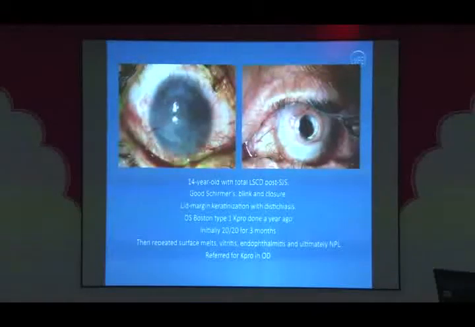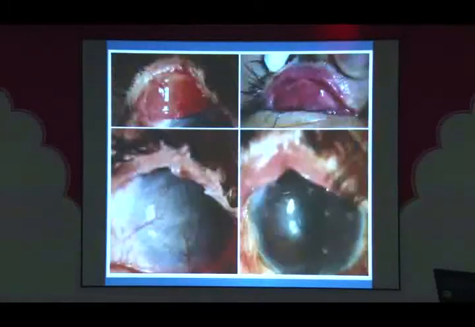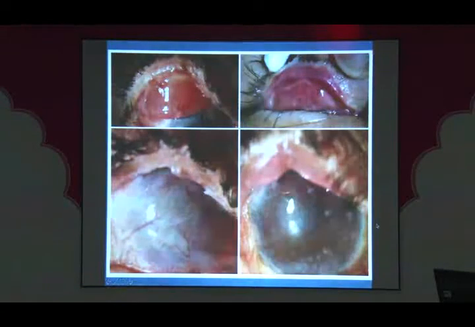This is a young child who had a keratoprosthesis in the left eye, vitritis, endophthalmitis, lost the eye, referred for a keratoprosthesis in the right eye. I did not want to do it because he had already lost the left eye due to K-Pro. So I did an allogenic SLET in the right eye, and this is the right eye before surgery and post surgery recovered vision. Jayesh showed you an example.